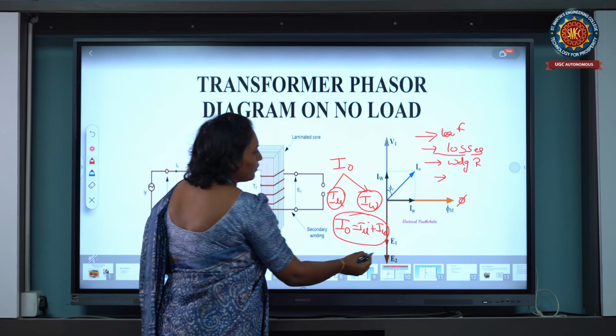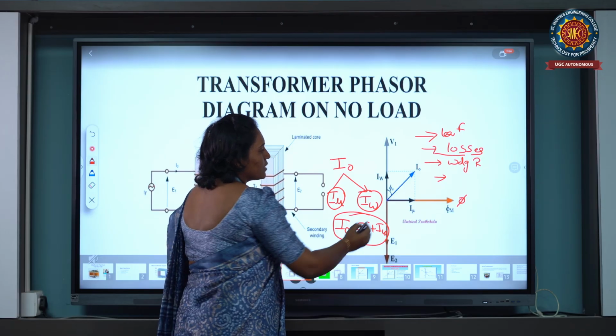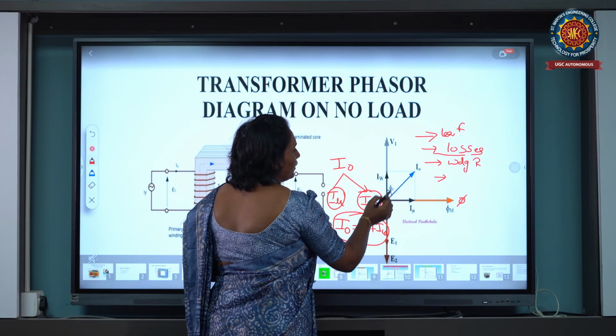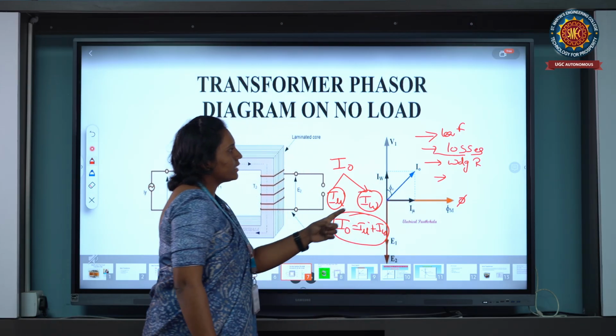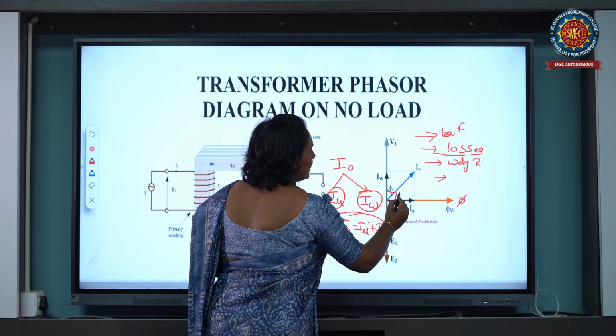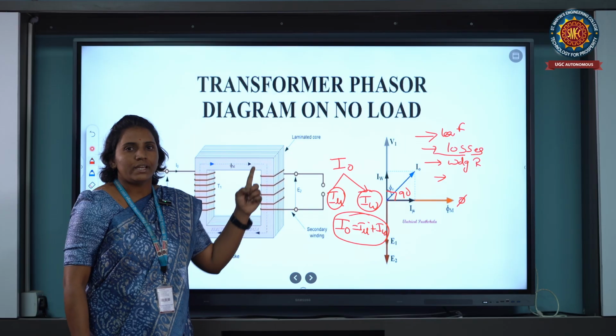Next, coming to the phasor representation, I have taken the flux as the reference. So the magnetizing current and flux will be in phase. Here the magnetizing current lags the supply voltage by 90 degrees. The working component current and supply voltage are both in phase.